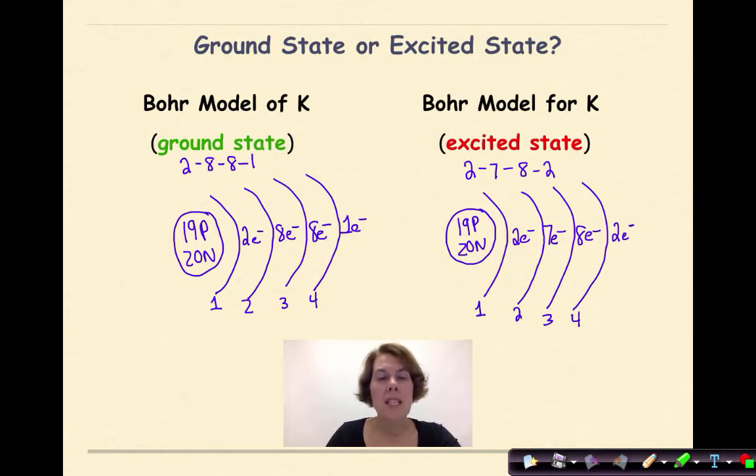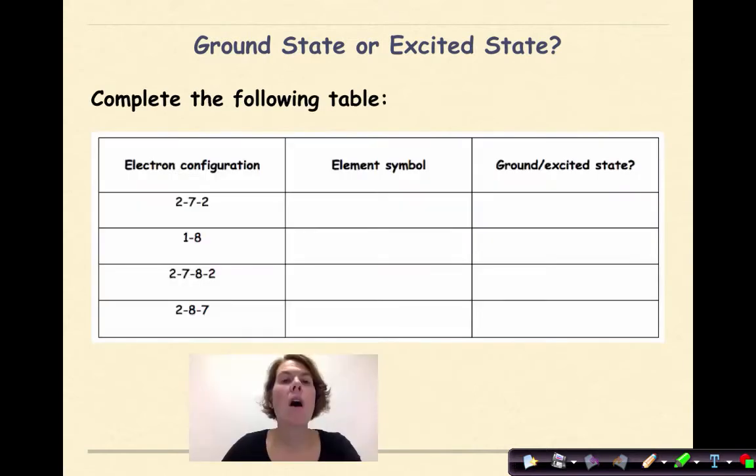So what we can see here is that an electron has jumped from the second principal energy level out to the fourth principal energy level. And as a result, we have a new electron configuration in the excited state of 2-7-8-2. Ground state or excited state.